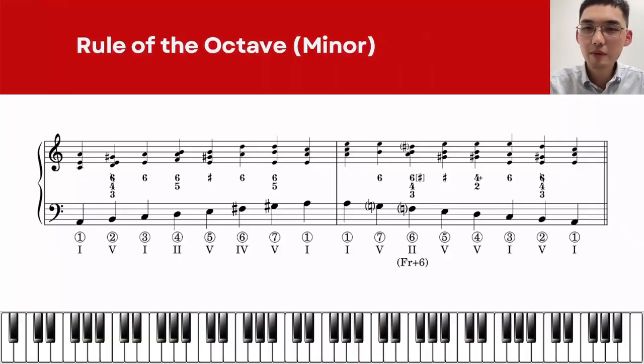Okay, just a quick note about scale degree 6 going down. I give you the option to use D sharp or not to use it. So I happen to use the one without it, but if you want a little more spice, add it in. So now we're ready to use the rule of the octave to harmonize some bass lines.